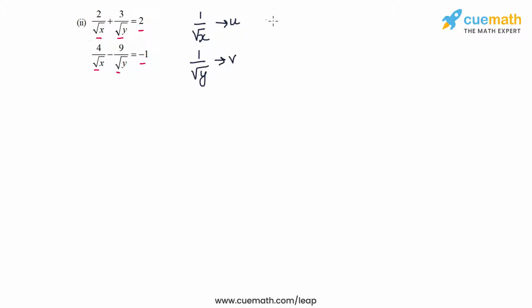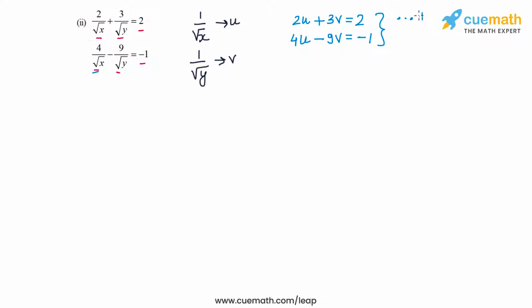And what will that do? That will convert the first equation into 2 by root x or 2u plus 3 by root y or 3v is equal to 2, and then 4 by root x or 4u plus minus 9 by root y, so that's minus 9v is equal to minus 1. And now this is a pair of linear equations in u and v.